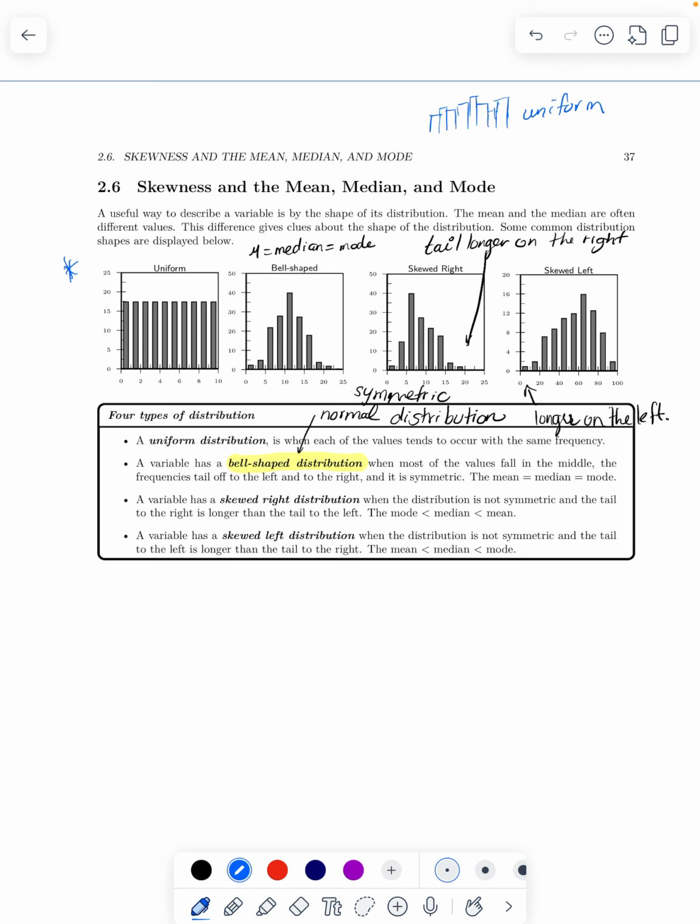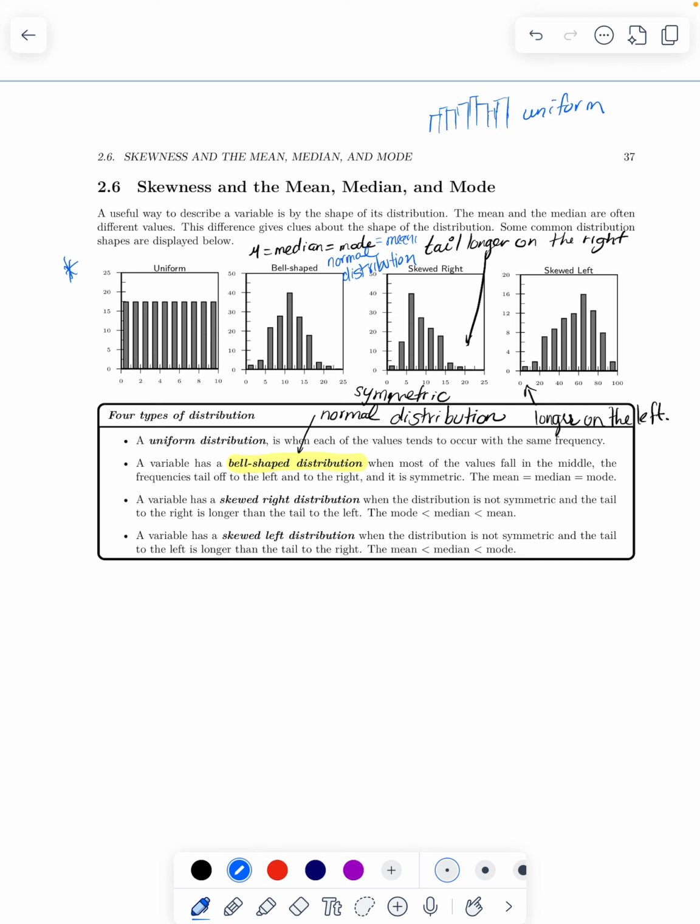Now, anything that is bell-shaped or normally distributed will have its highest point in the middle, and the mean, median, and mode are all equal to each other. So the mean is equal to the mode and to the median.